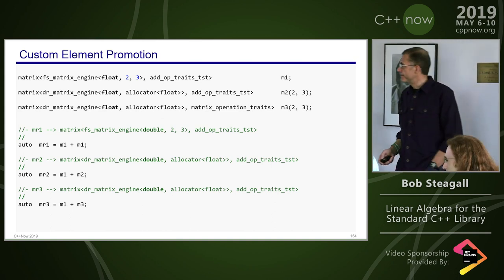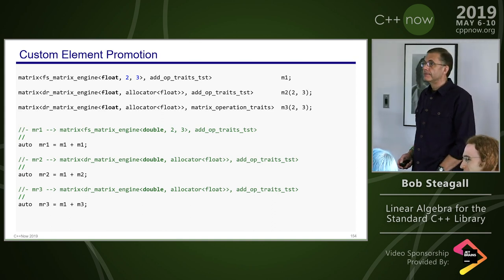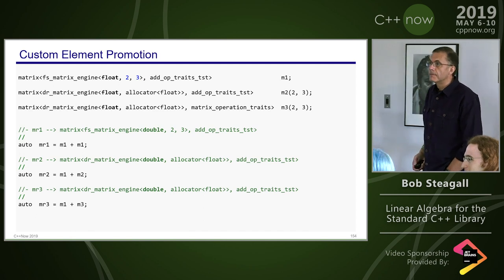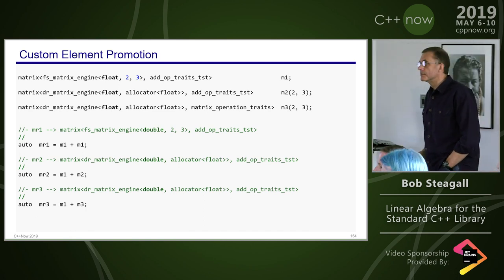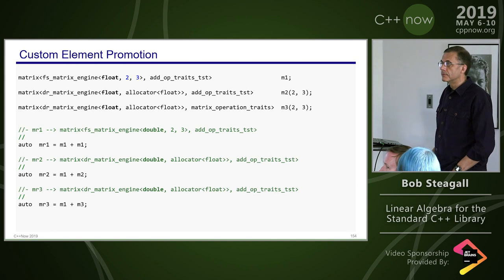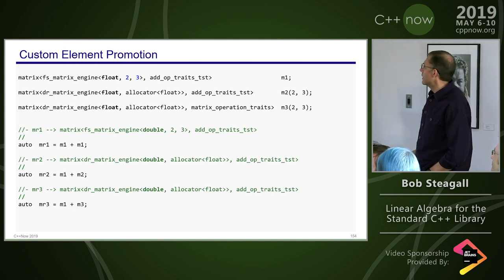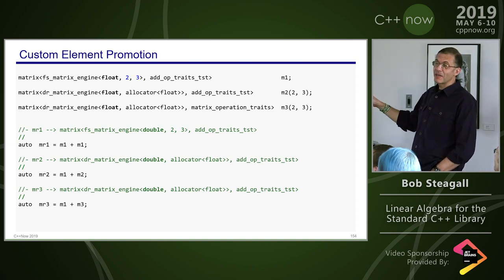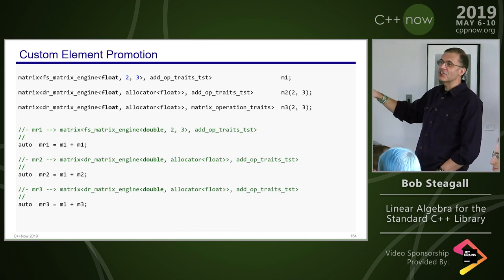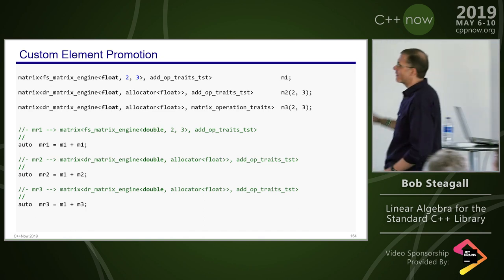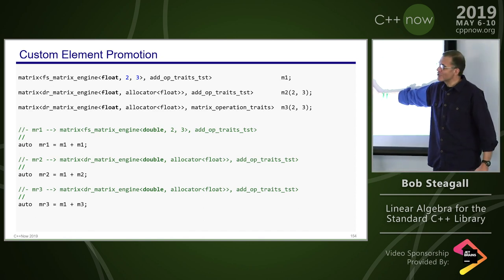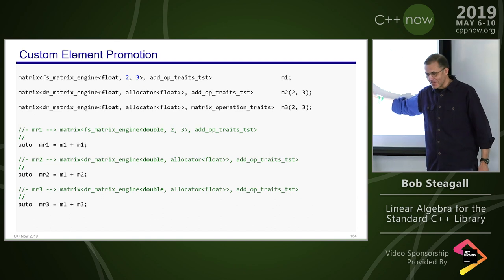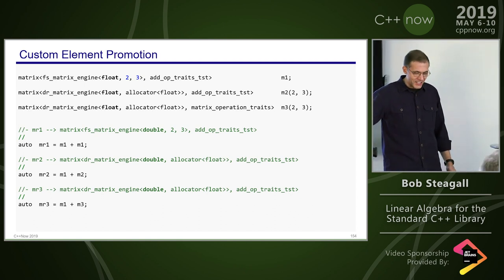All right. Yes? What about the internally held type? Is it still a float? Because the allocator is still float. Oh, I'm sorry, that is, the internally held type is double. I'm sorry, that's a cut and paste error. Okay. Yes, yes, okay. Good point. Thank you for pointing that out. These are not floats, these are doubles. This is, you know, Bob cutting and pasting at 3 a.m.